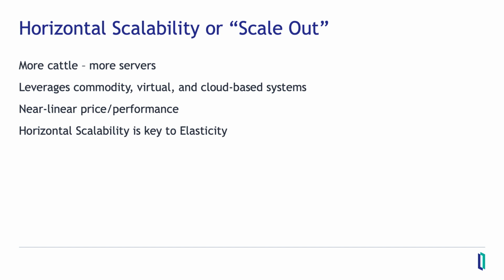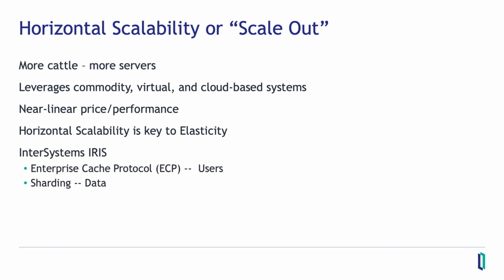Okay, and then with horizontal scalability, this is actually key to what we call elasticity, which we'll get to in a moment. So with InterSystems IRIS, you have horizontal scaling capability. With our Enterprise Cache Protocol, or ECP, you can scale more users across more application servers. And for distribution of data, sharding can be used to partition the data volume. So queries against the data are decomposed into multiple subqueries, run in parallel, and then the results are combined and returned to the user. Both of these are transparent to the user, and they're independent of each other, but can be used together.